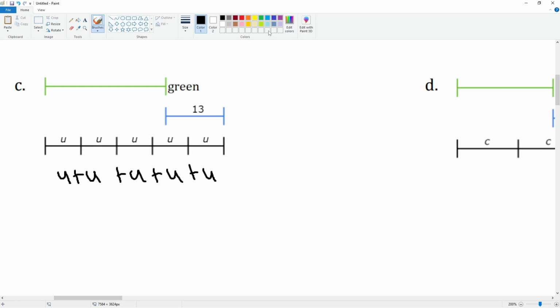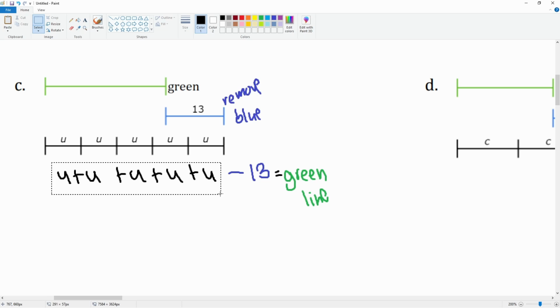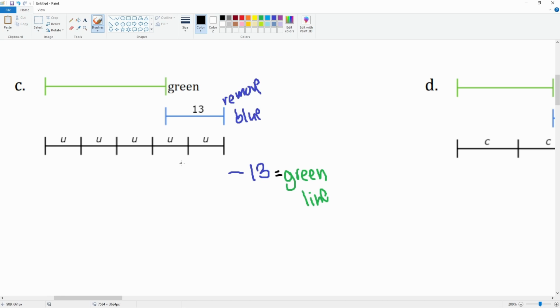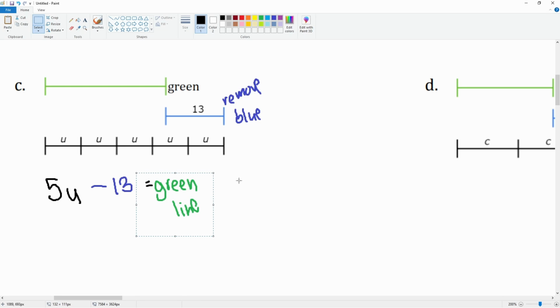Okay. Then we have that blue line. Here's the blue line. We're going to remove it. That's the reason why we have the subtraction, the 13, and that's going to be equal to the green line. Okay. But we can combine some terms, the U plus U, U, U, U. This all can combine to just get us 5u. Okay. So the 5u minus the 13, which is that blue line, is going to be equal to that green line. And this would just be the expression for it.